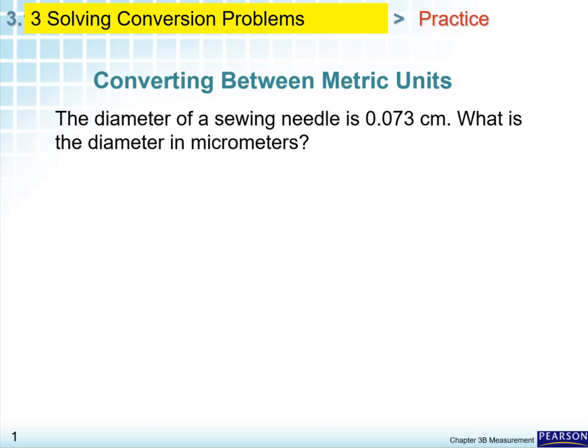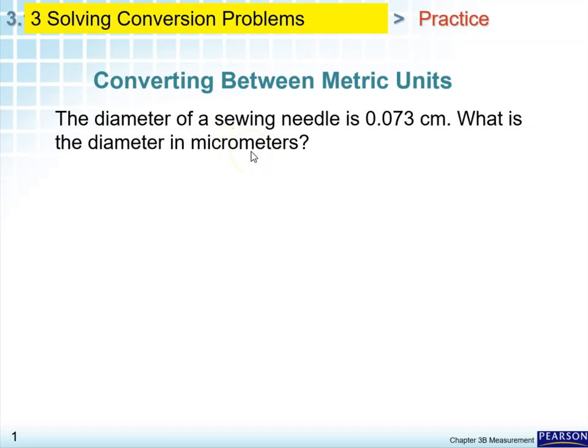This video will talk about factor labeling, and we'll do some practice and try to get into some more difficult problems. So first of all, let's look at this one. The diameter of a sewing needle is 0.073 centimeters. What is the diameter in micrometers?